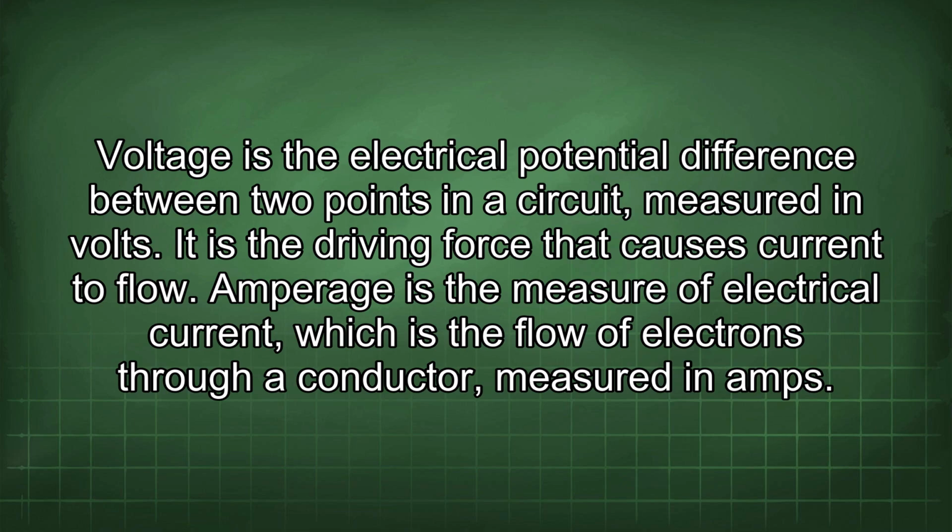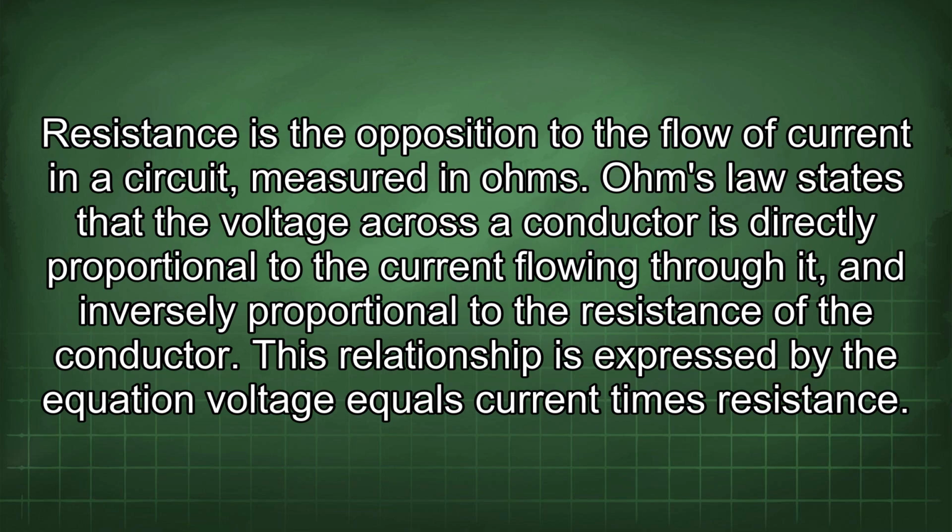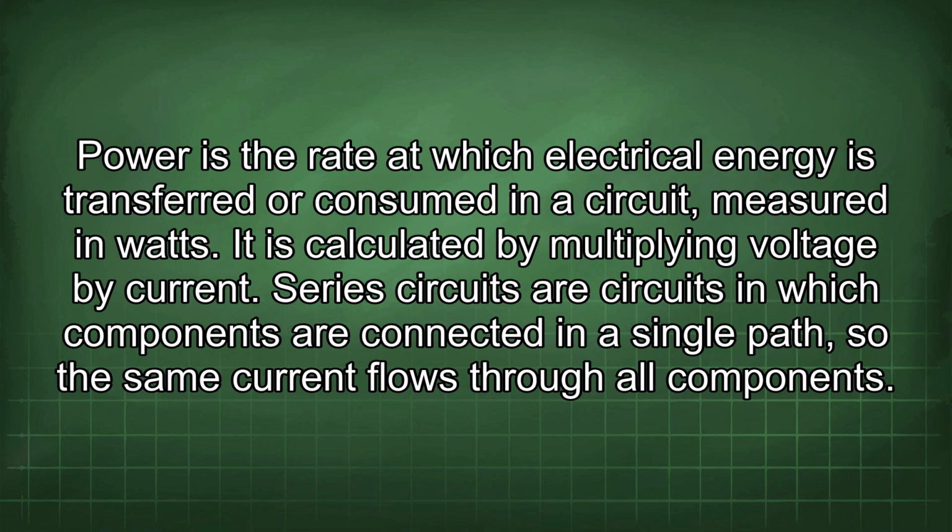Amperage is the measure of electrical current, which is the flow of electrons through a conductor, measured in amps. Resistance is the opposition to the flow of current in a circuit, measured in ohms. Ohm's law states that the voltage across a conductor is directly proportional to the current flowing through it and inversely proportional to the resistance of the conductor. This relationship is expressed by the equation voltage equals current times resistance. Power is the rate at which electrical energy is transferred or consumed in a circuit, measured in watts. It is calculated by multiplying voltage by current.